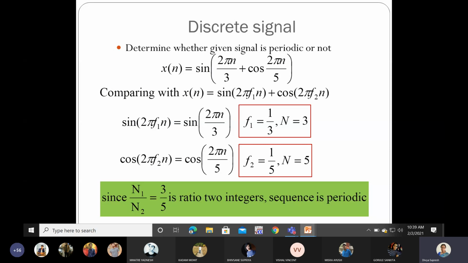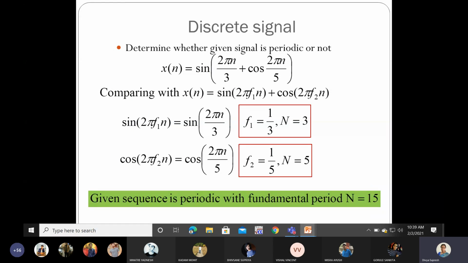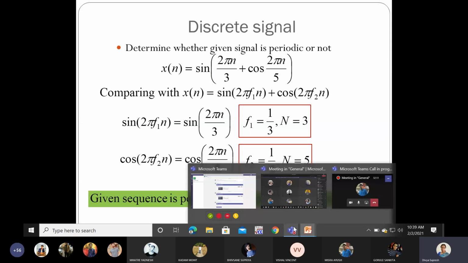Now, if it is periodic, then how to get the fundamental period of that? Again the same procedure as in continuous time, the LCM of N1 and N2. The LCM of the fundamental periods N1 and N2 will be the fundamental period of your signal x of n. So the given sequence is periodic with fundamental period N equal to 15. How did you get 15? The LCM of 3 and 5. Are you able to follow? Any doubt in this? Should I repeat?